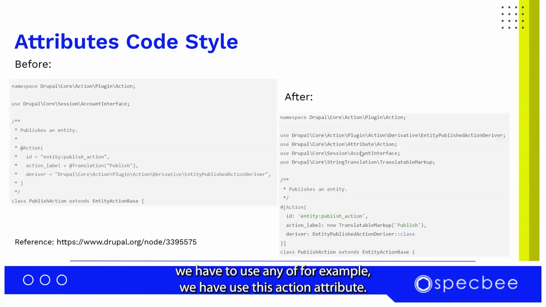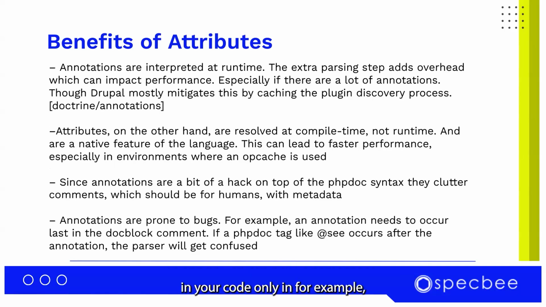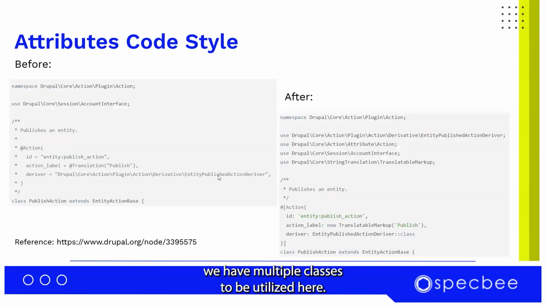We have to use, for example, the section attribute, so before that we need to import it with a use statement. And namespacing, like the annotation cannot be namespaced. It has to be added in your code only. For example, we have multiple classes to be utilized here, and it could be possible that two libraries have the same class name. And if we wanted to use that, it can be misleading.